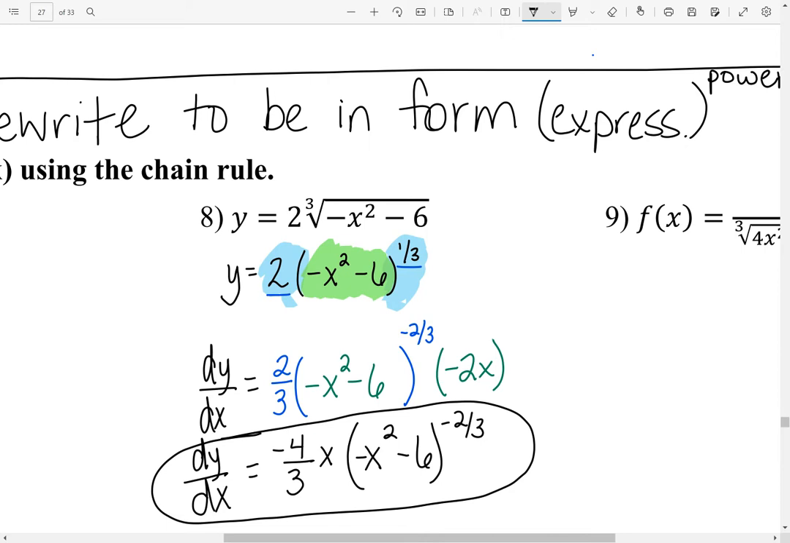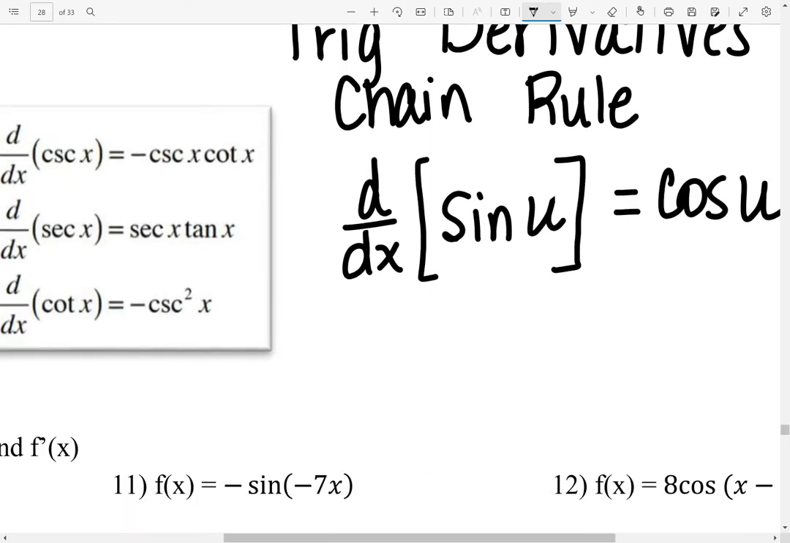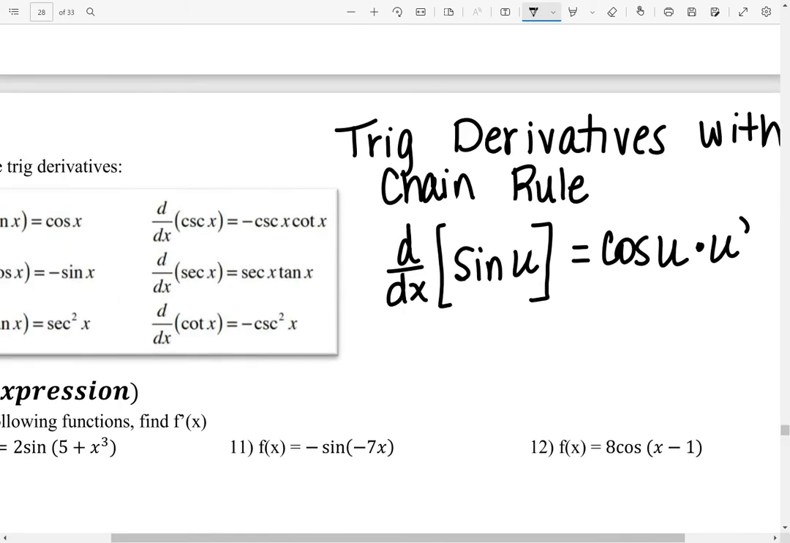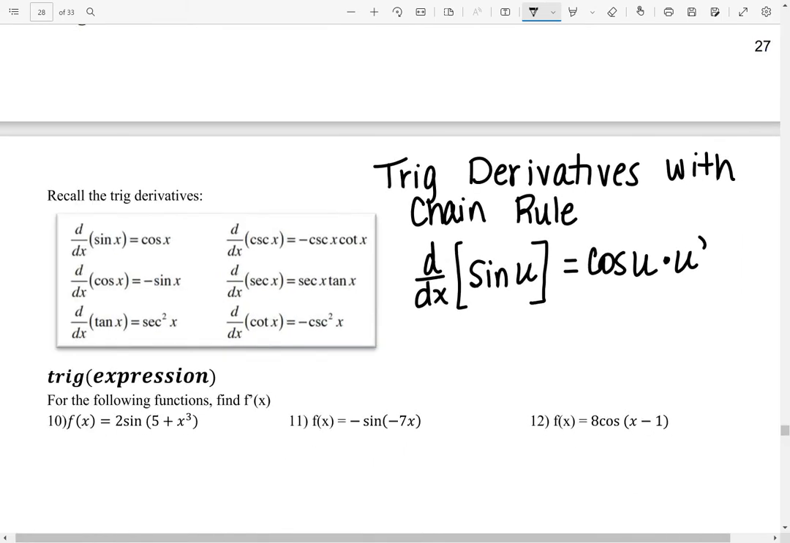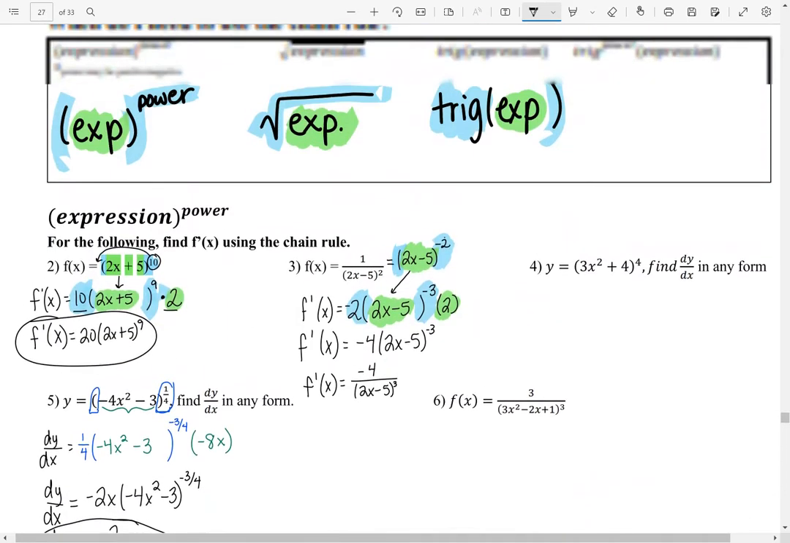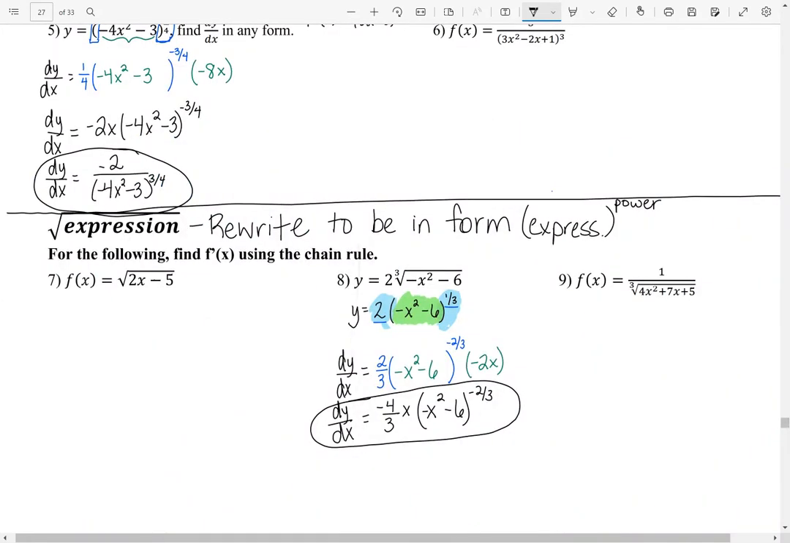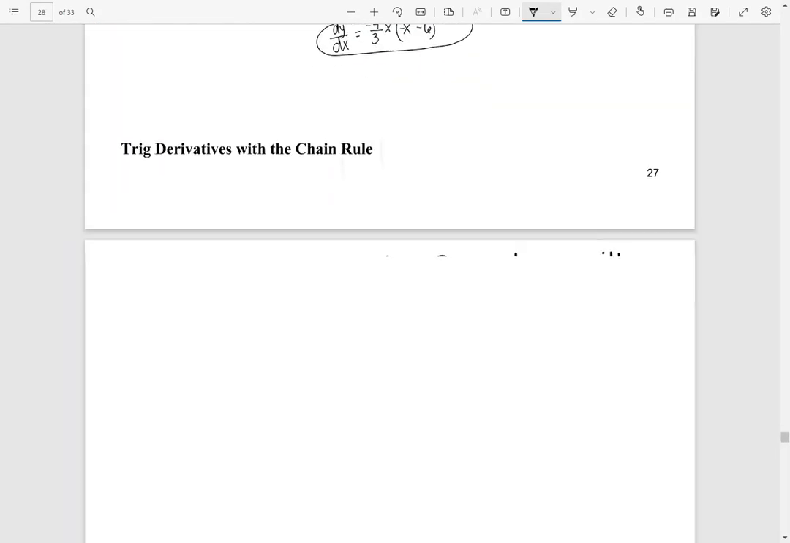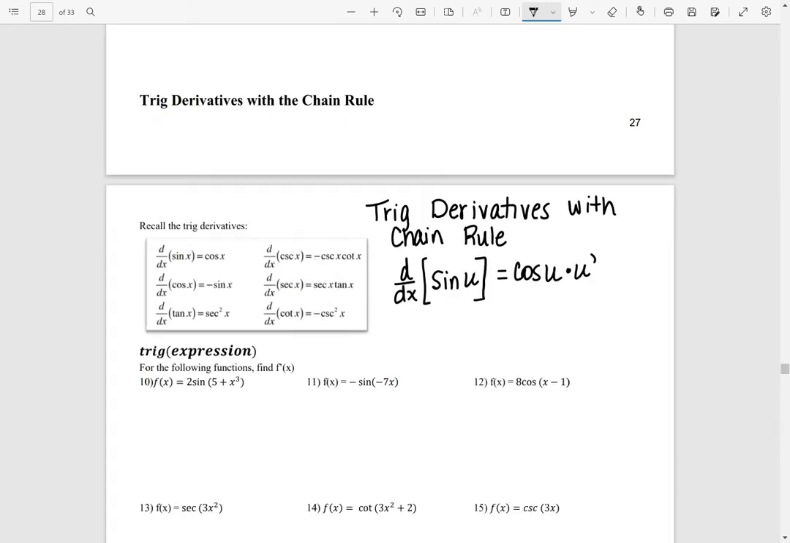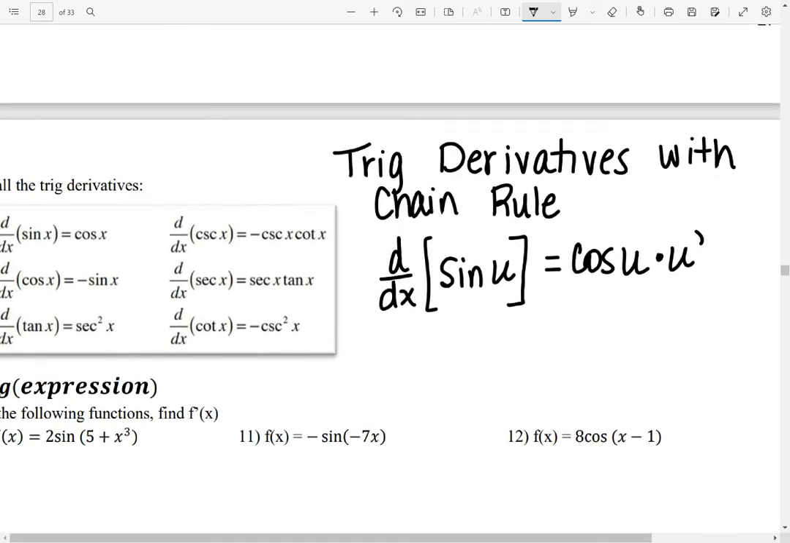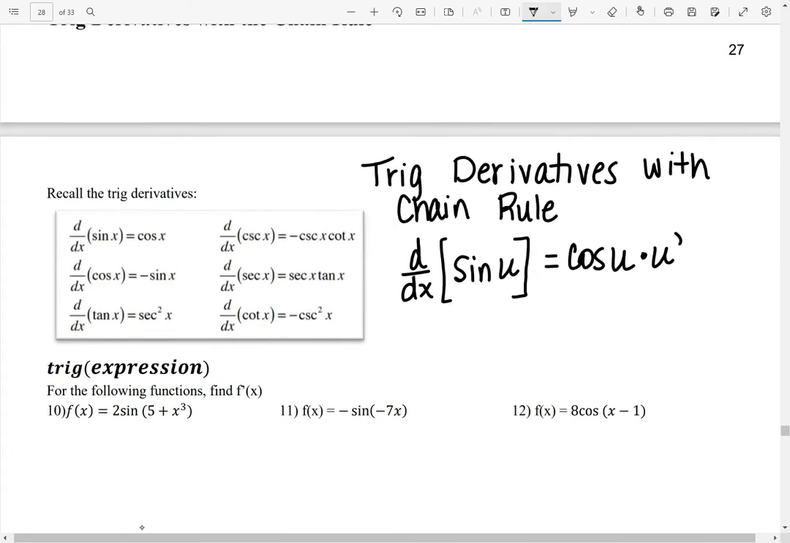Now let's look at some trig derivatives. Recall from the previous lesson that we looked at these. Recall the trig derivatives. These were the derivatives we worked on in the last lesson. I told you to start memorizing them.